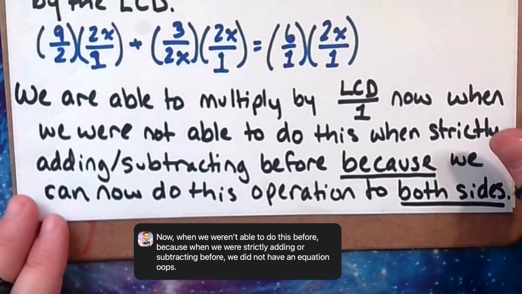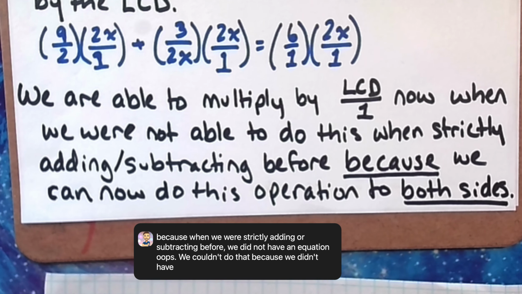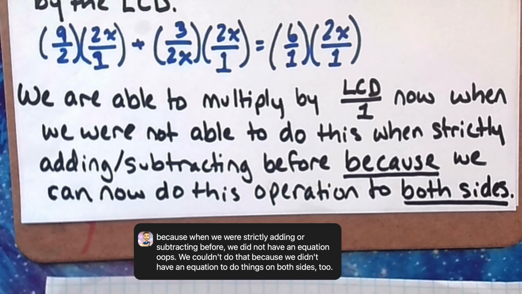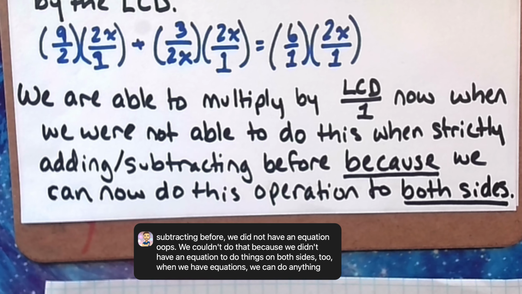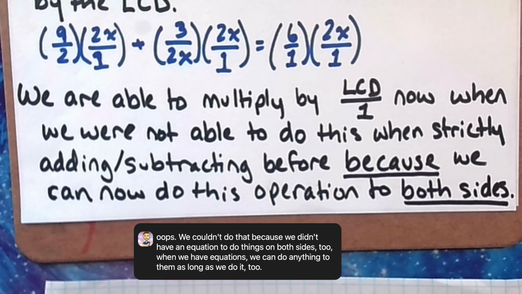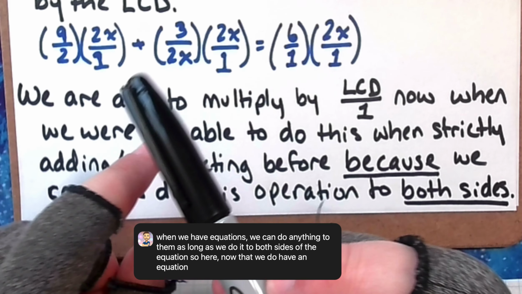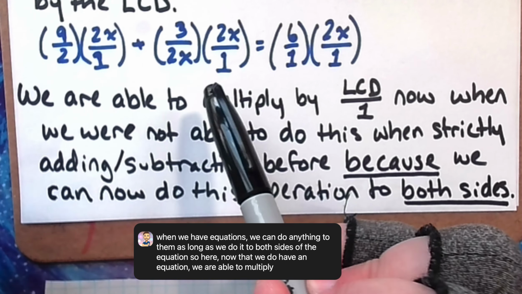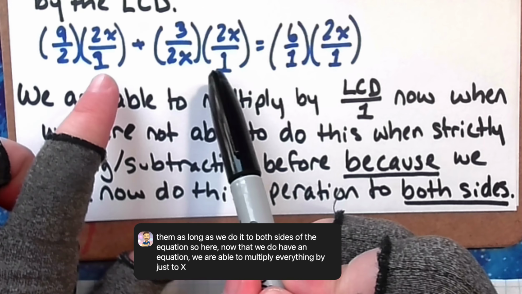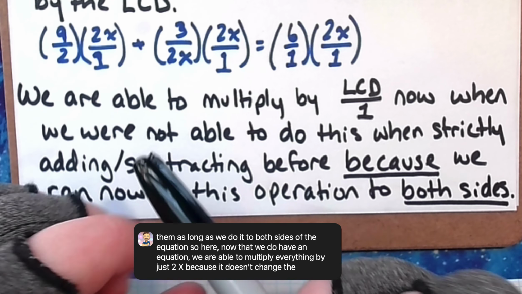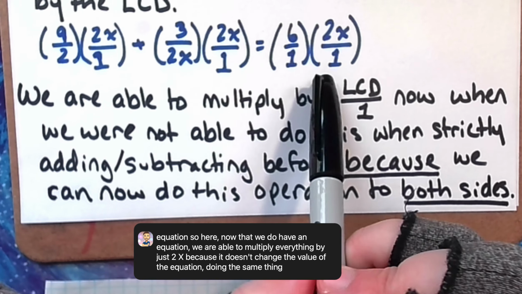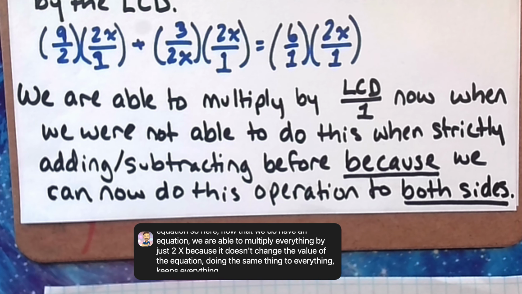We couldn't do that because we didn't have an equation to do things on both sides to. When we have equations, we can do anything to them as long as we do it to both sides of the equation. So here, now that we do have an equation, we are able to multiply everything by just 2x because it doesn't change the value of the equation. Doing the same thing to everything keeps everything in balance.